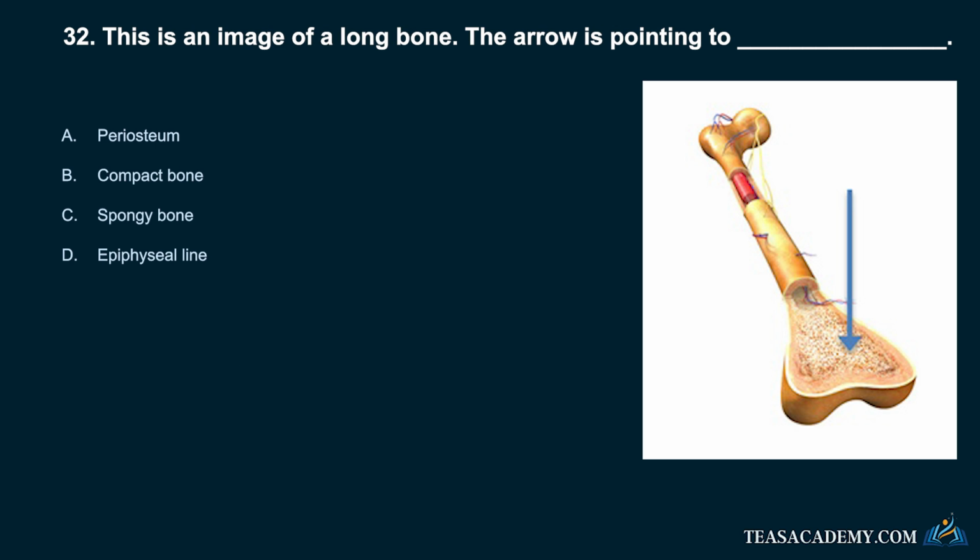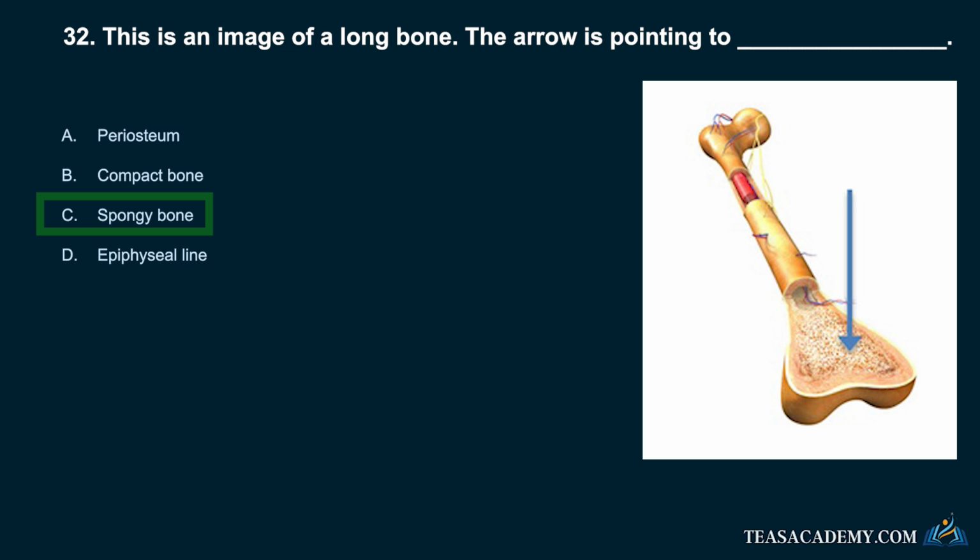32. This is an image of a long bone. The arrow is pointing to ______. A. Periosteum. B. Compact bone. C. Spongy bone. D. Epiphyseal line.